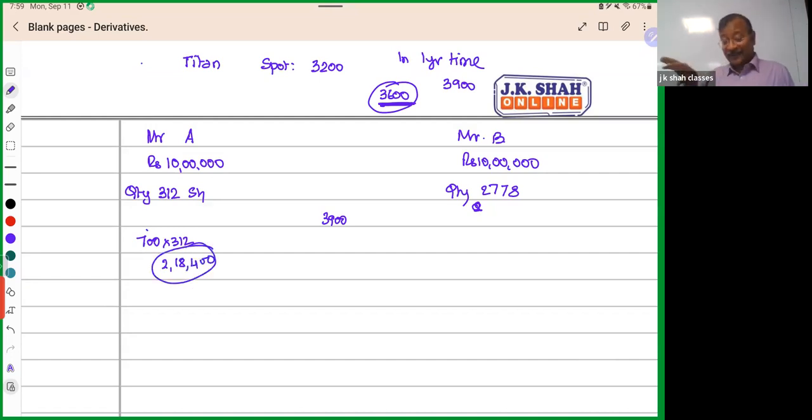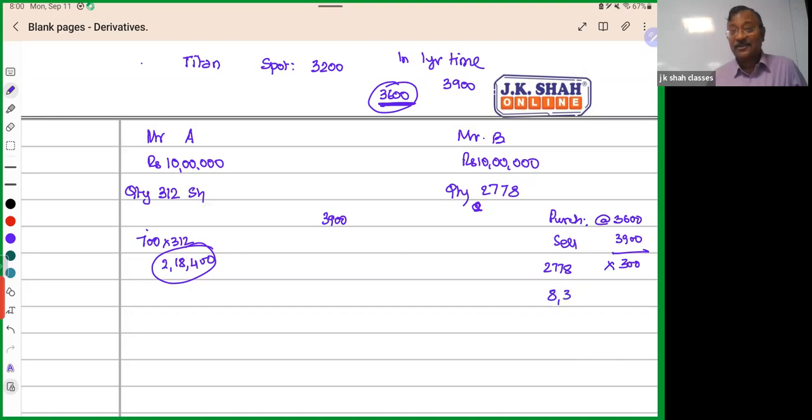Okay. Now let us understand B's. B had purchased the futures at 3,600. Now on the last day, this transaction has to be squared off, and it will be squared off at what price? 3,900. Sell, which means he'll make a profit of 300 on 2,778. How much? 8,33,400.